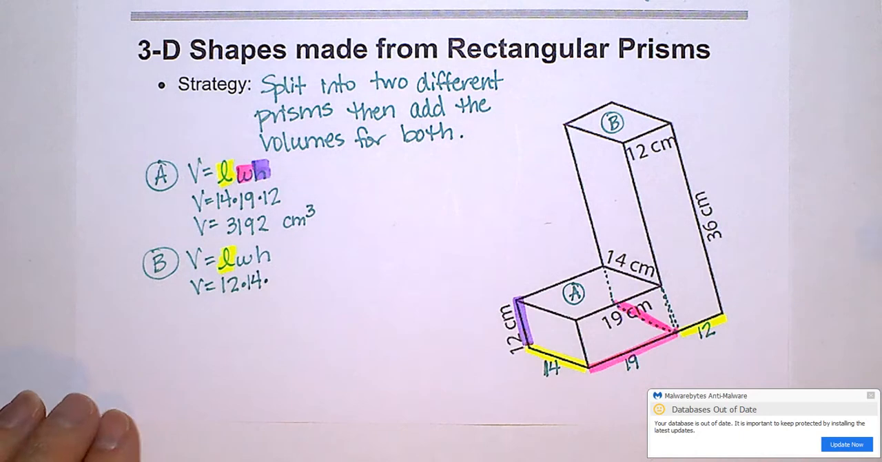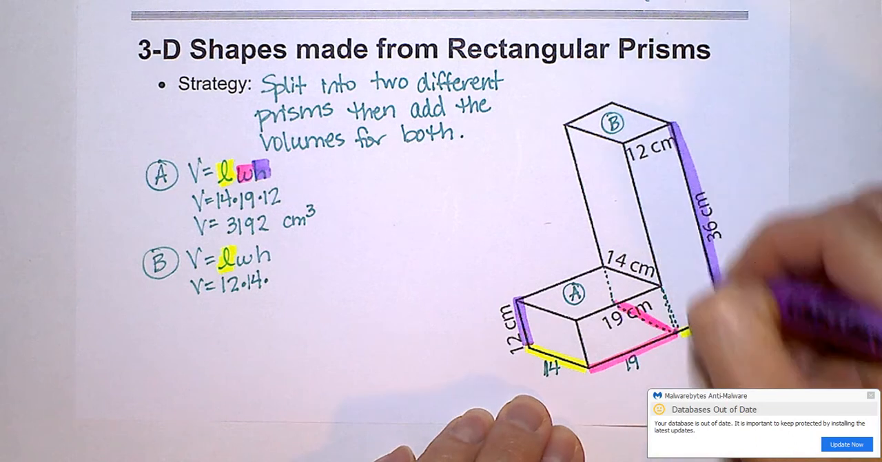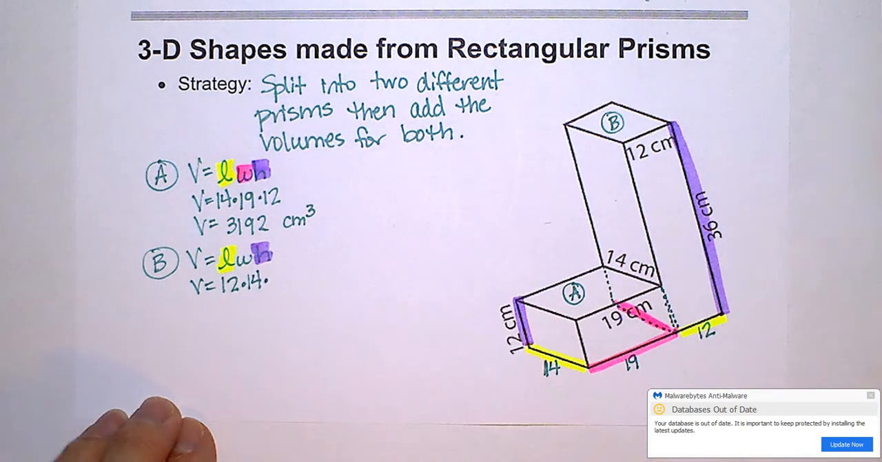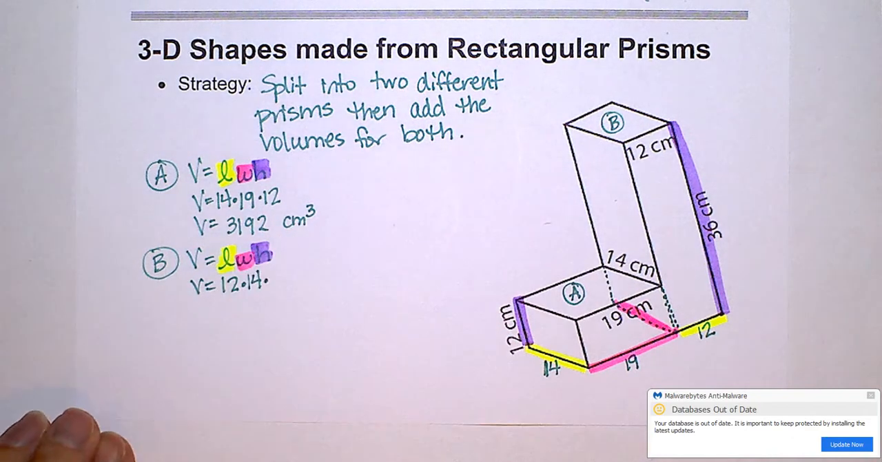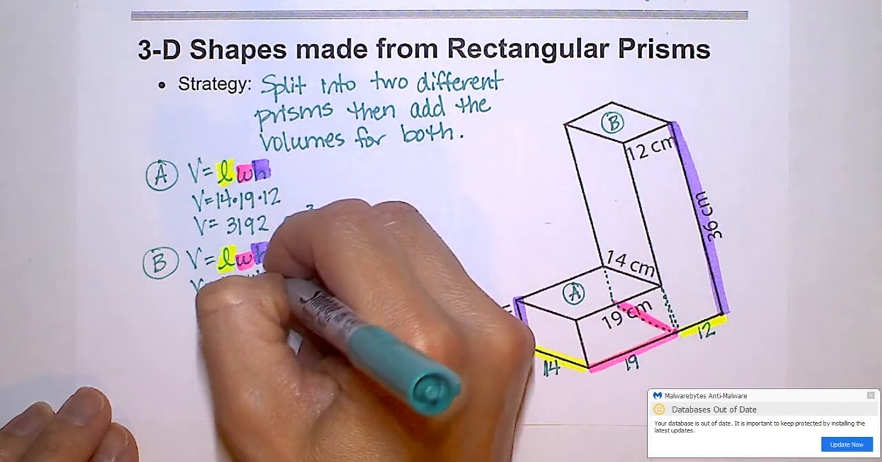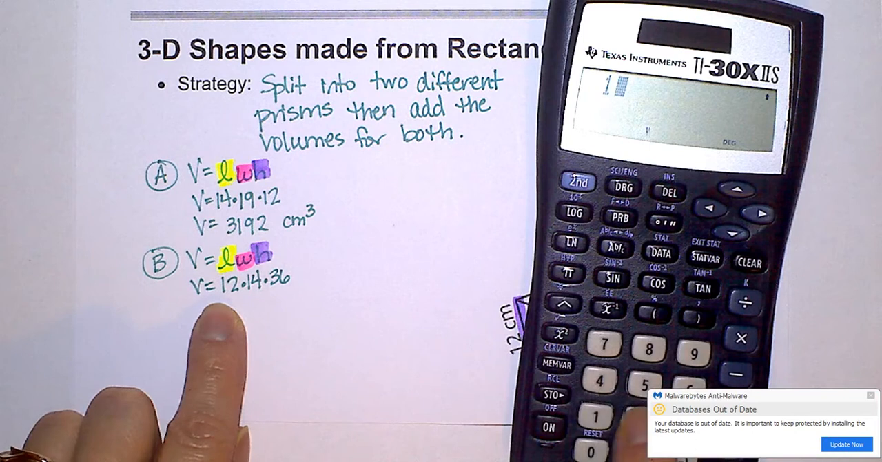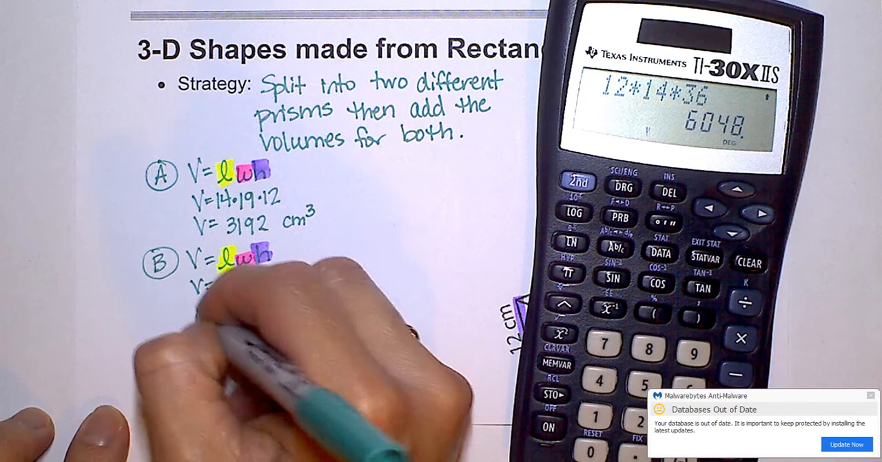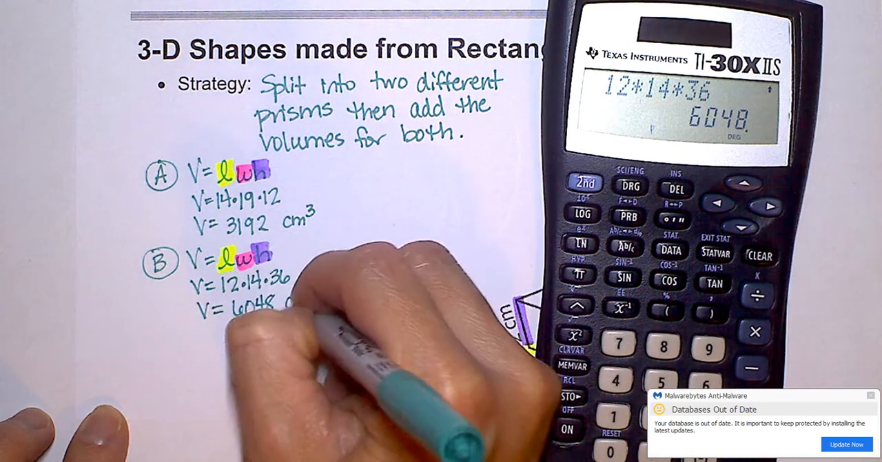And then the height of the tall prism will be all of this. Oops, I forgot to highlight my width pink. And I get 36. So now let's type all that into our calculator. 12 times 14 times 36, and the volume for the second prism is 6,048 centimeters cubed.